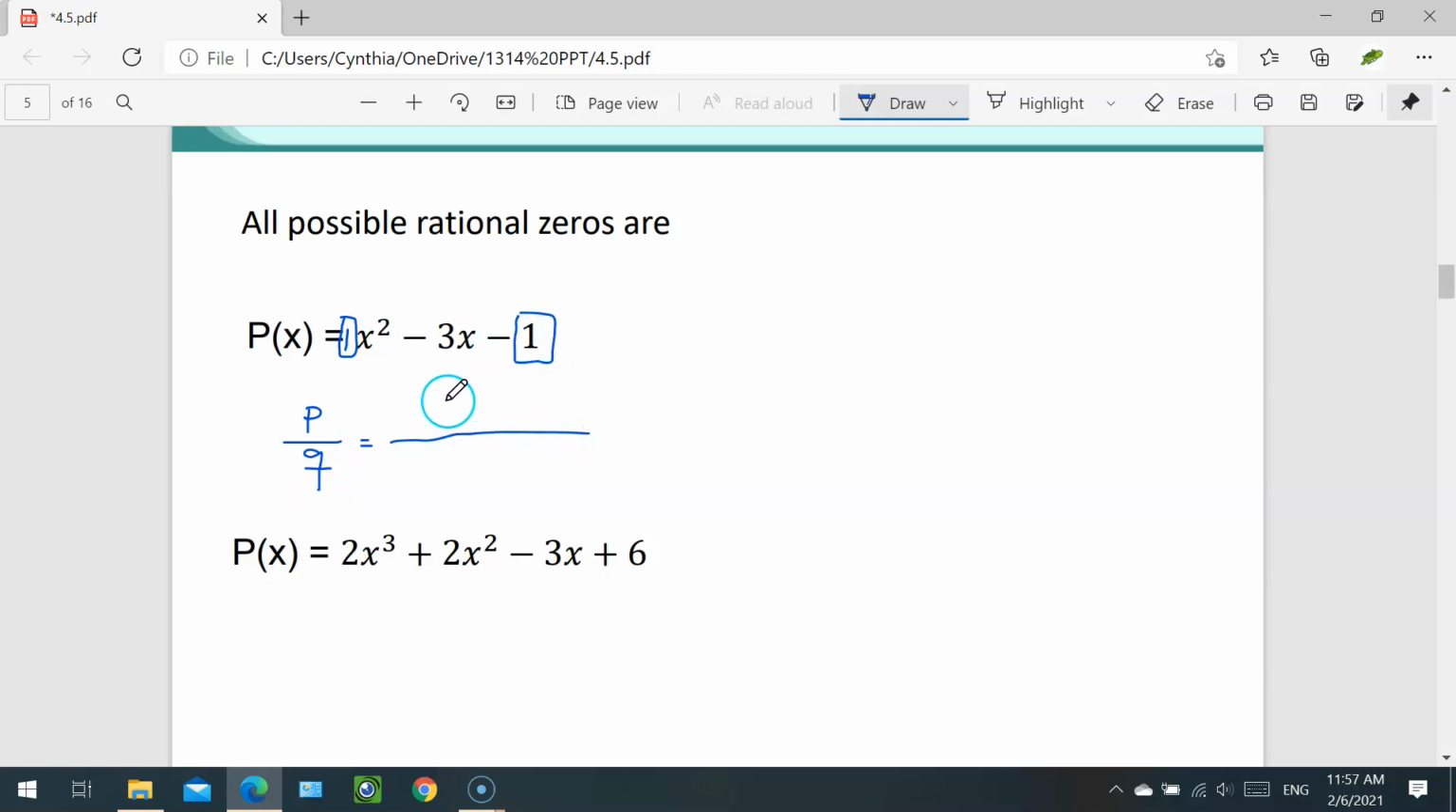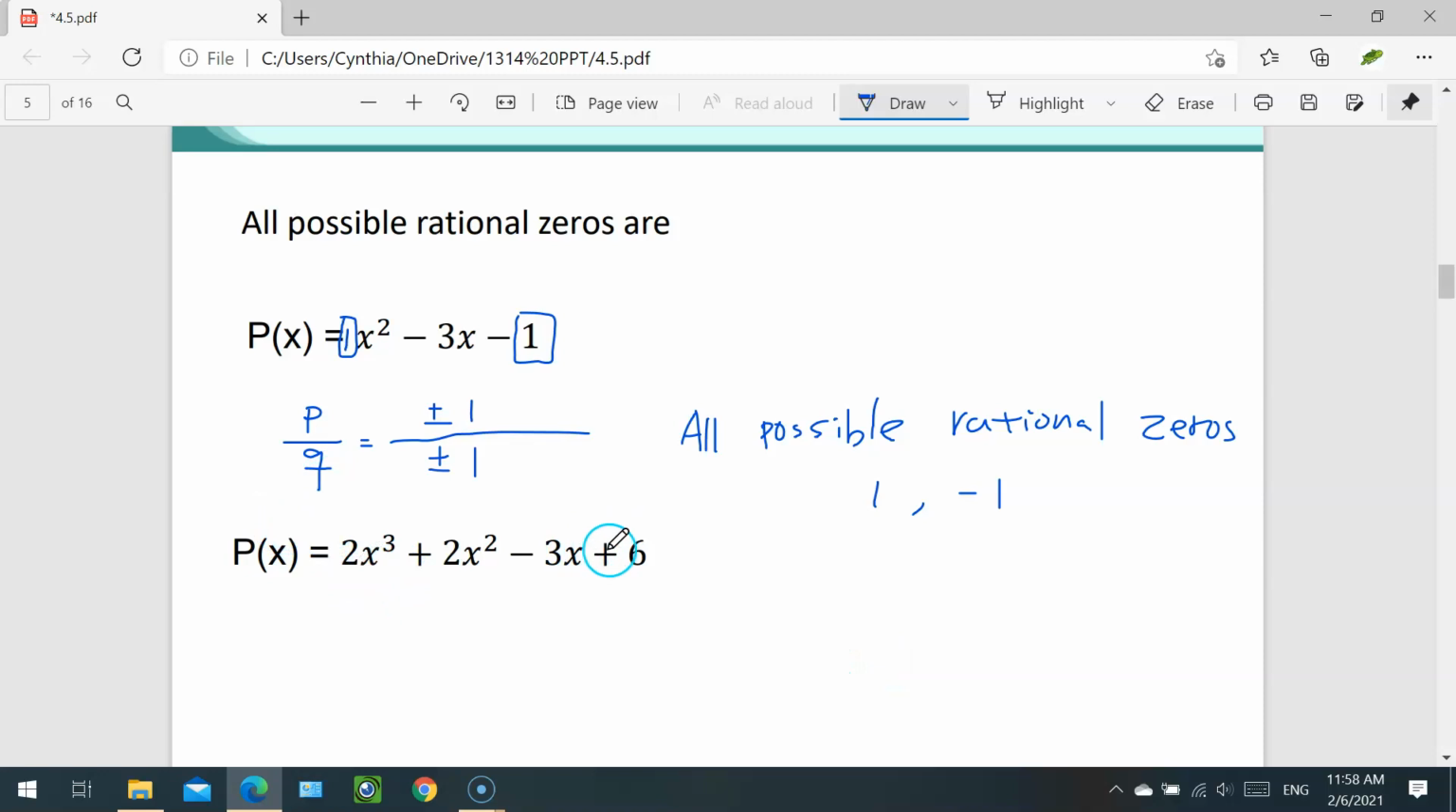The possible factors would be positive and negative 1. The leading coefficient is 1, so we have positive and negative 1 as well. So all possible rational zeros: you have 1 divided by 1, just 1, but it comes with two signs, so you have 2 possible rational zeros. All possible rational zeros are 1 and negative 1.